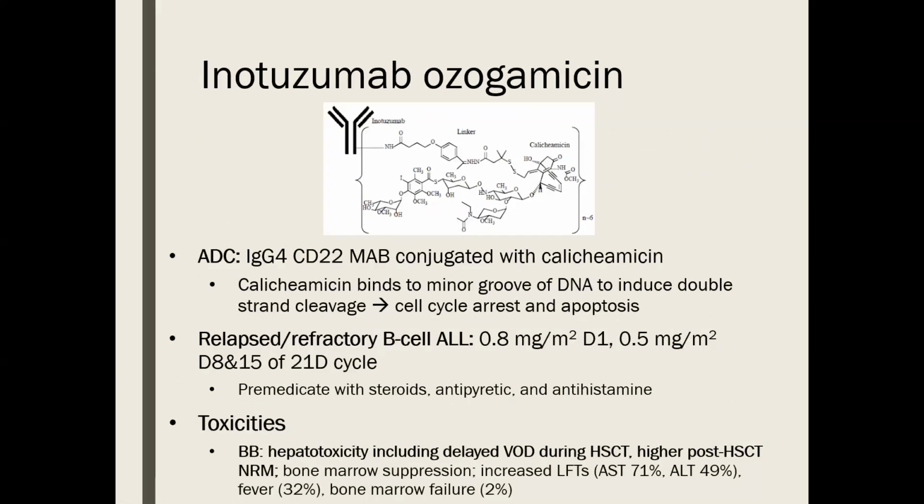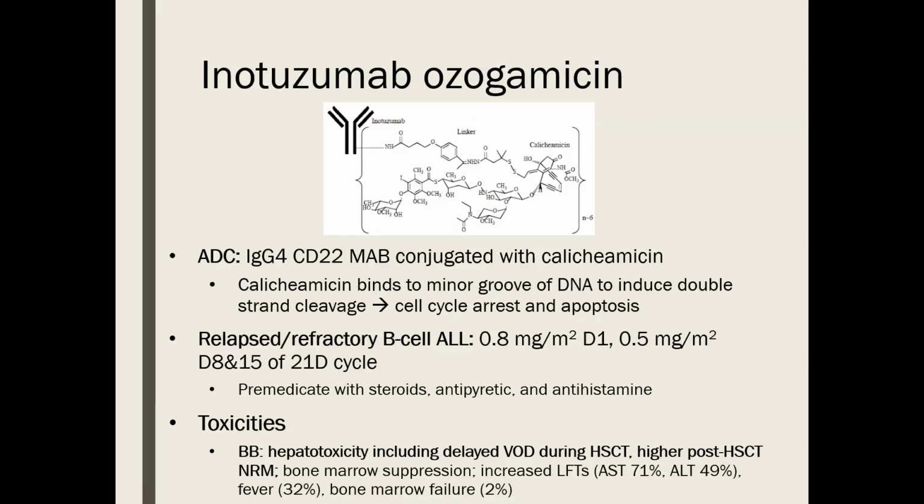And then we have inotuzumab. Inotuzumab ozogamicin is a CD22 monoclonal antibody conjugated with calicheamicin, as well as the linker that we always talk about. Calicheamicin binds to the minor groove of DNA to induce double-strand cleavage and cell cycle arrest. This is FDA approved in the relapsed refractory B-cell ALL setting. Dosing is there on the slide. Of course, it requires pre-medication like all of these things do.